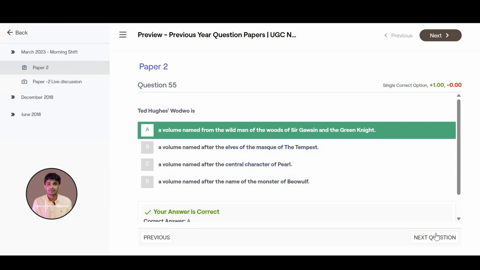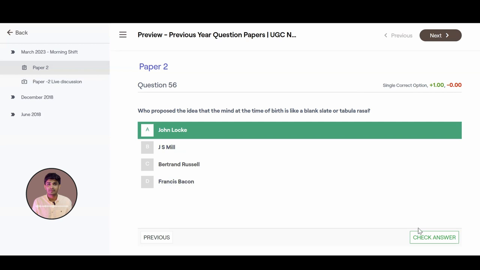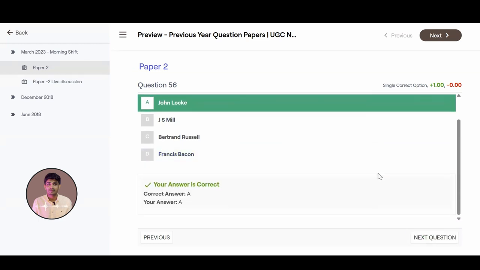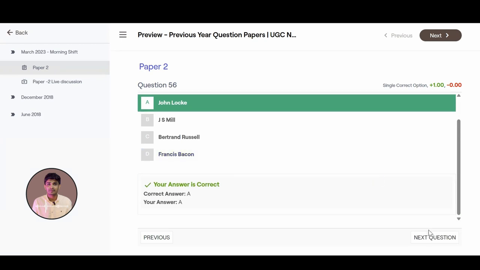Dev Patel. All right. Who proposed the idea that the mind at the time of birth is like a blank slate or tabula rasa? A, John Locke is the answer. John Locke belonged to the 17th century and he was a significant philosopher as far as the history of Western philosophy is concerned. And he proposed the idea that the mind at the time of birth is like a blank slate or tabula rasa.